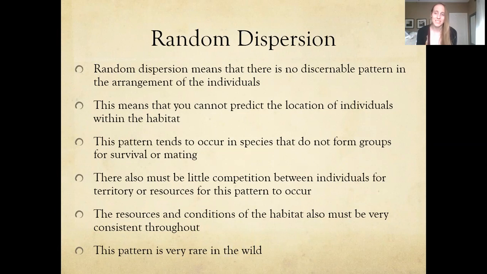You would not be able to predict where an individual is going to be at any given moment. Usually you only see random dispersion patterns in species that don't form groups for survival or for mating. There's probably not going to be very much competition between individuals, whether that be for territory or resources. And the dispersion of resources and environmental conditions will have to be consistent throughout the habitat, or else the individuals would clump around the better areas. So it all has to be consistent throughout if they're going to be random. This pattern is very rare in the wild, though.